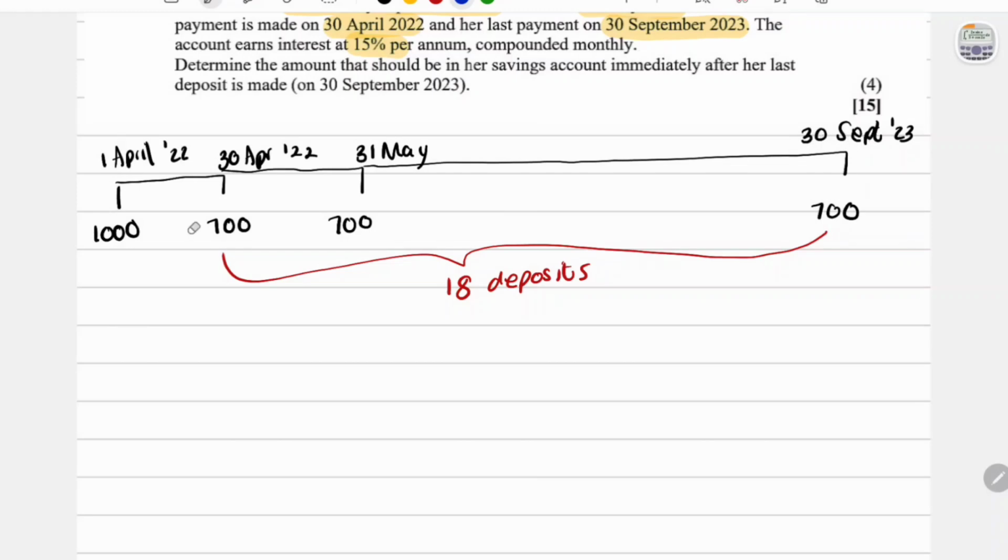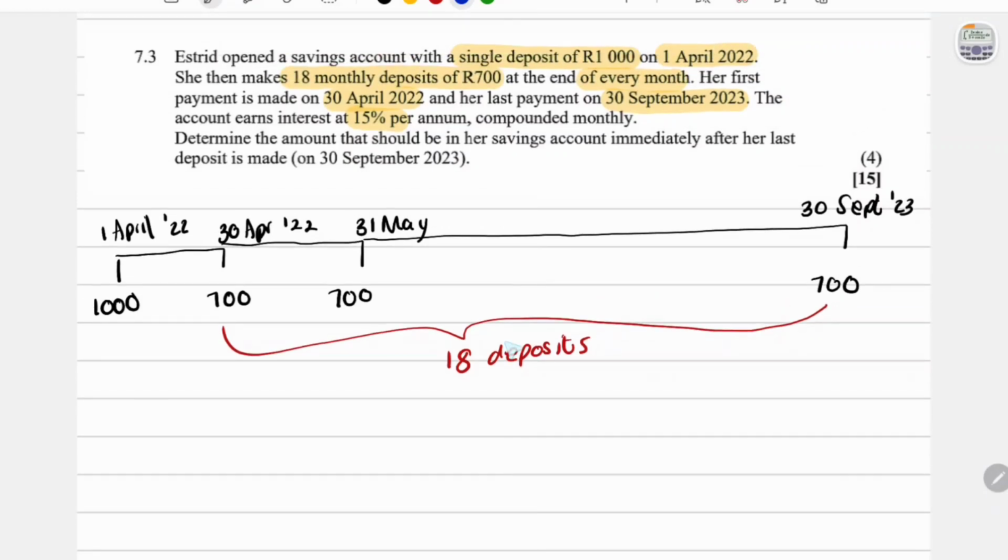So if you count how long that would be, from April to September, that is 18 months. And the reason I'm saying it has to be 18 months is because we have 18 deposits every end of the month. So meaning a deposit in April, a deposit in May, and it keeps going until the next year, September 2023. So that is 18 months that this account has been active.